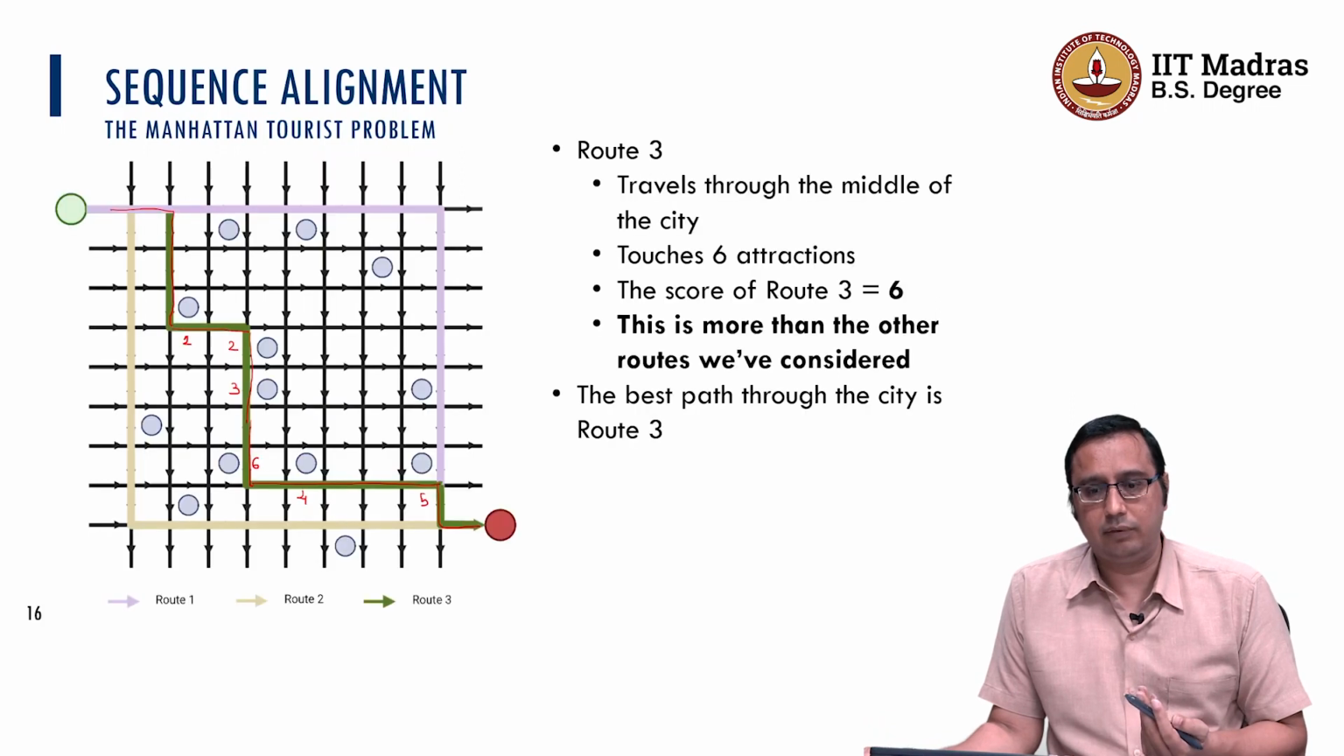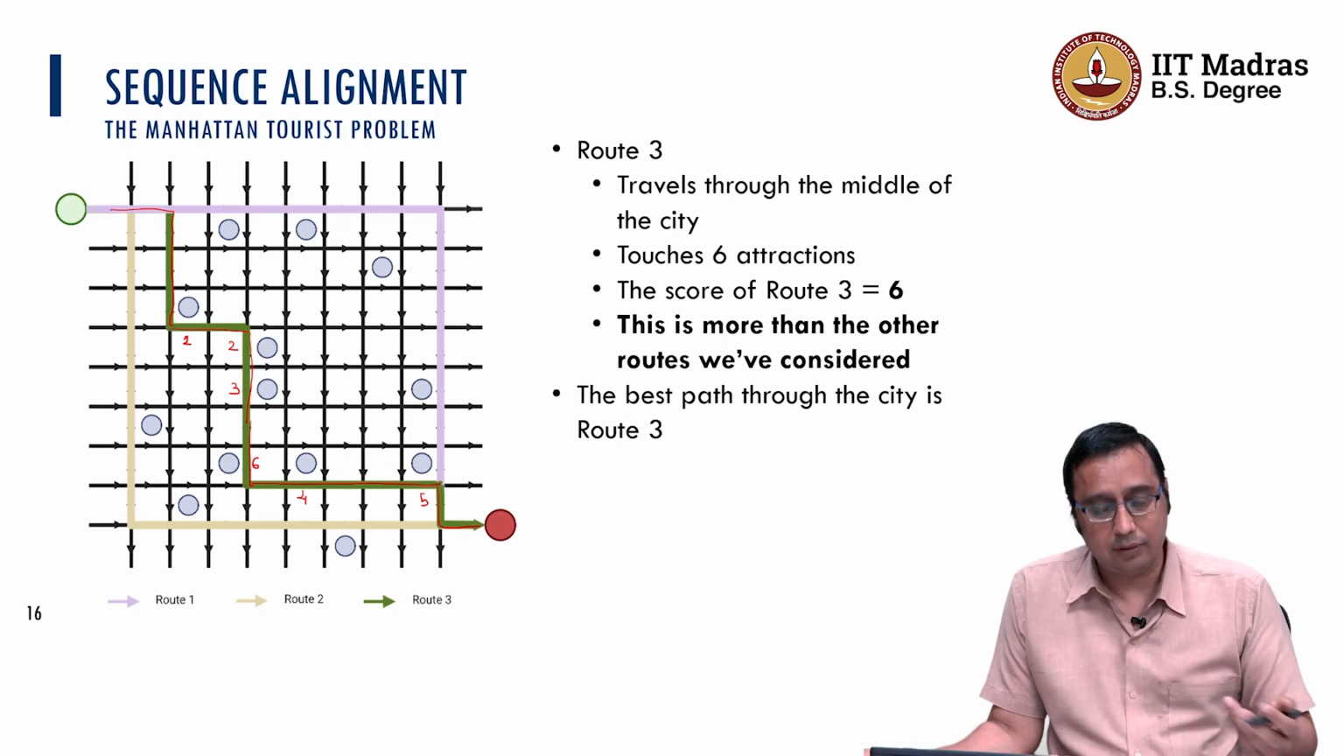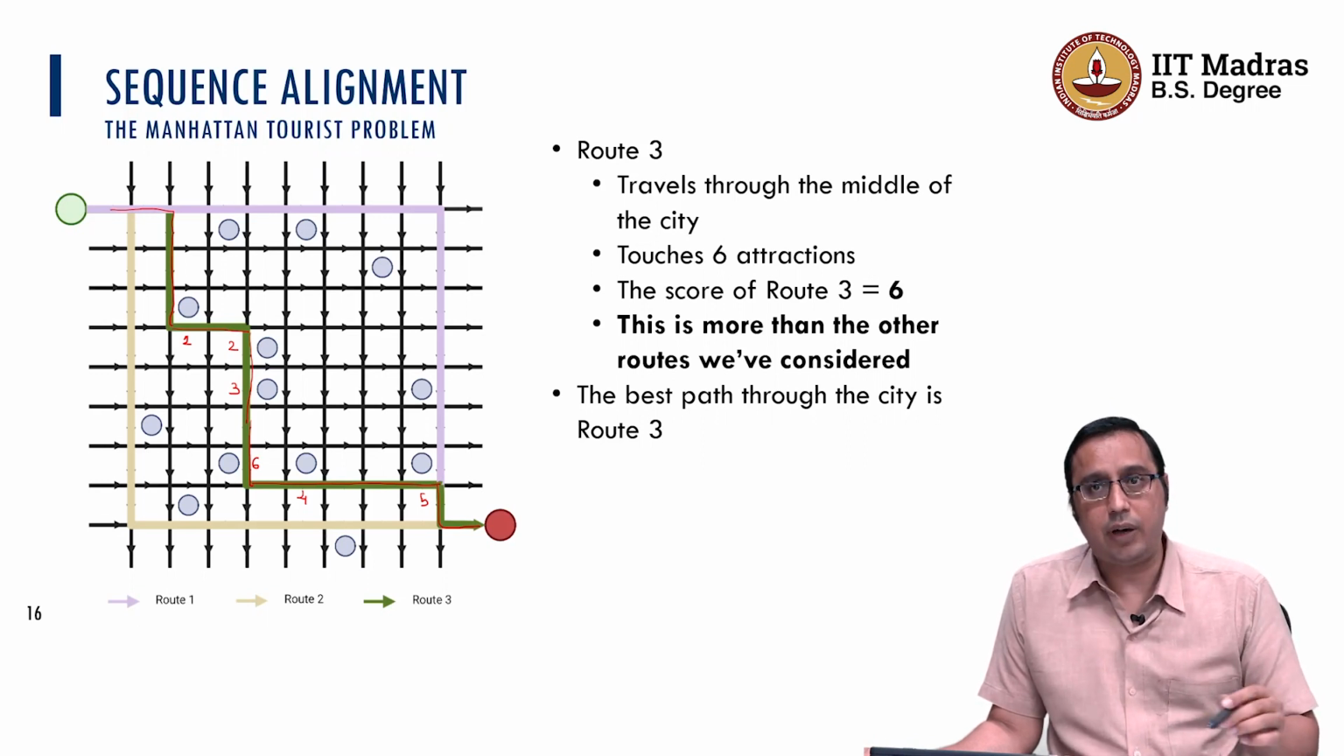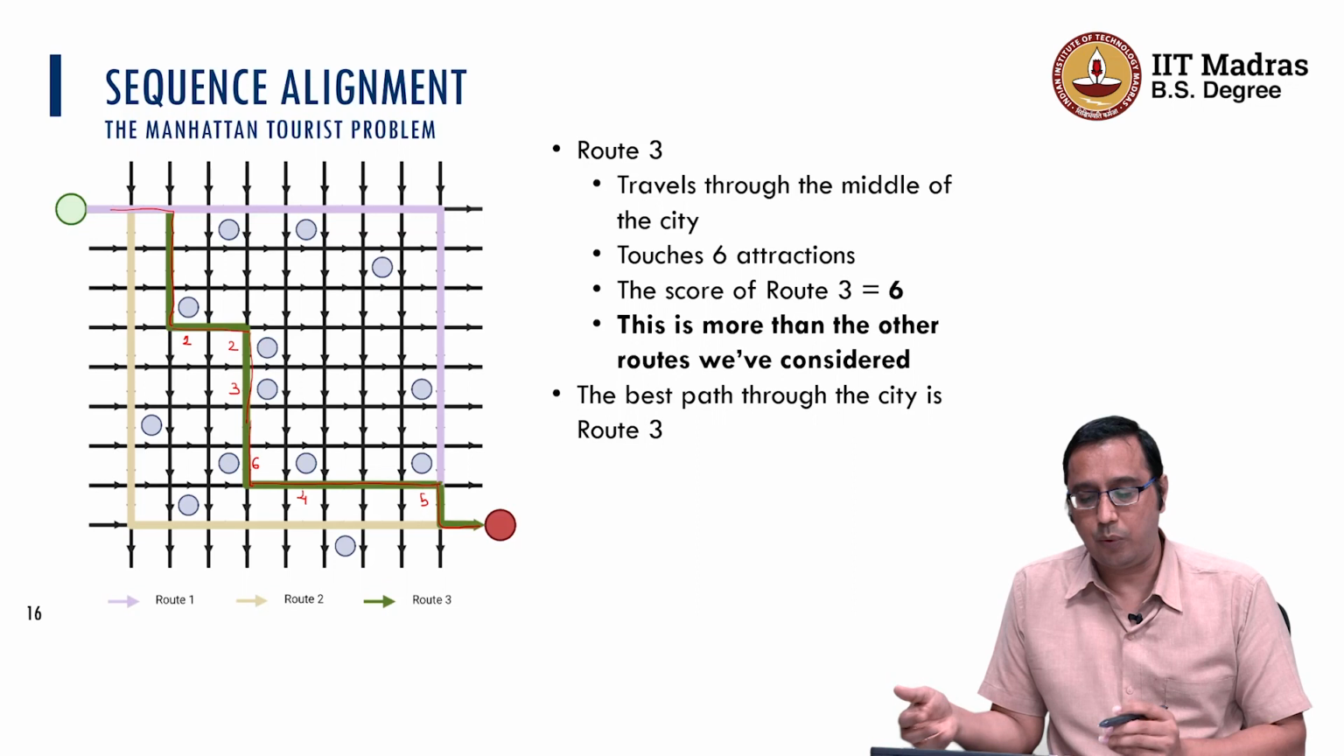It is possible. And the question we are asking: can we actually find this path systematically? I have to go back and see whether there is a path which is better than 3. Currently, the best path through the city for us is 3. But to figure it out, I have to do the brute force approach, correct? And look at all possible paths between my start point and the end point.